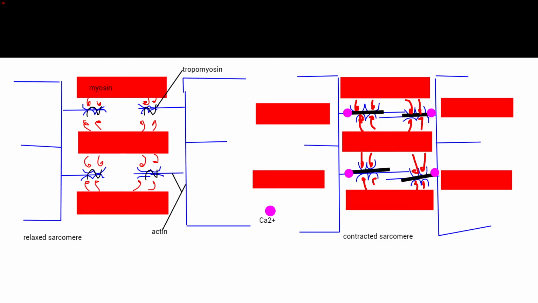Okay. So our contracted sarcomere, you see the calcium came in, it binds to the troponin. Now the tropomyosin is out of the way. The myosin heads can attach and bend. So you see here now we don't have any areas where we don't have both actin and myosin. We lost our H zone and our I band.